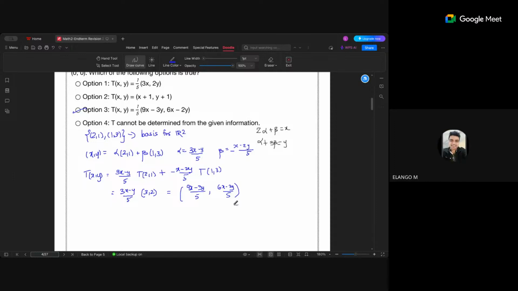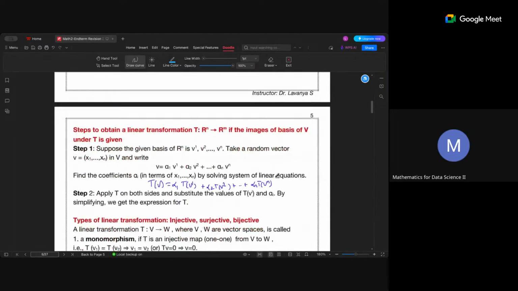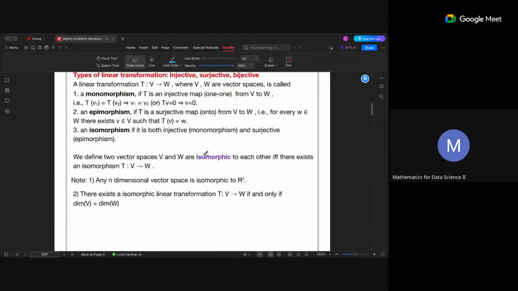Ma'am, while solving the system of linear equations, 2 alpha plus beta equal to x, what is the x, y value over there? That is what we are assuming as random values, right? What you usually do is the same process only. You multiply 2 here to get this. Then you have the first equation and the second equation. Let's say this is first, this is second. Okay, got it. This is the common procedure also.